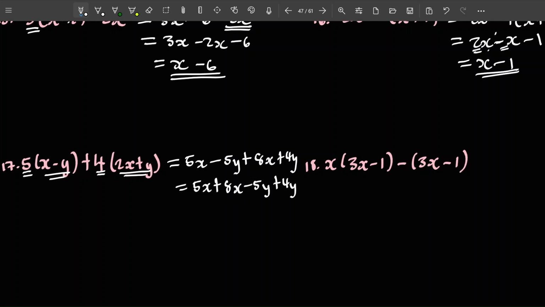It doesn't matter which one I write first, but I just need to make sure that this 5y, I bring it as a negative 5y because it has a negative sign in front. So it's a negative number. It's not a positive number. Then what do I get now?